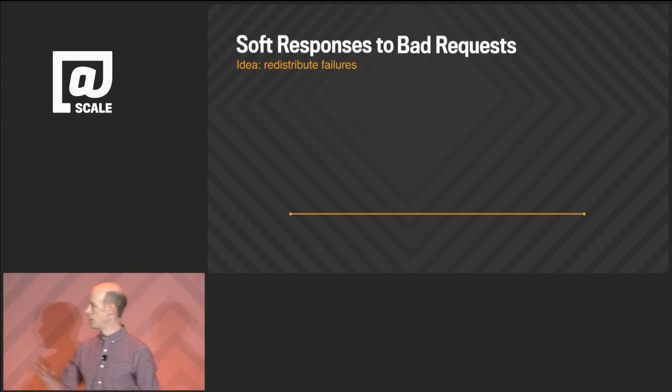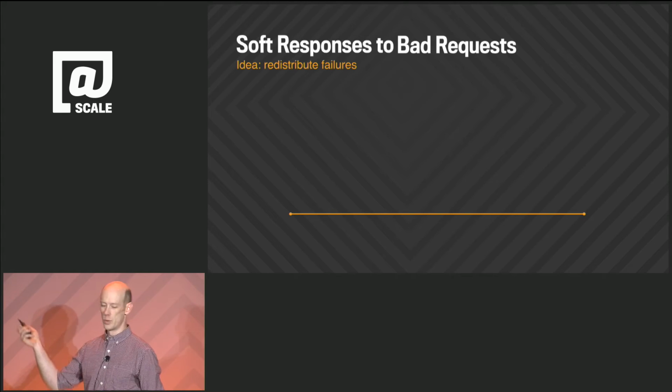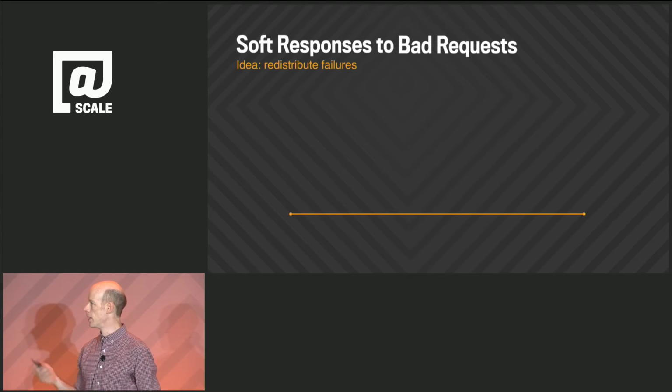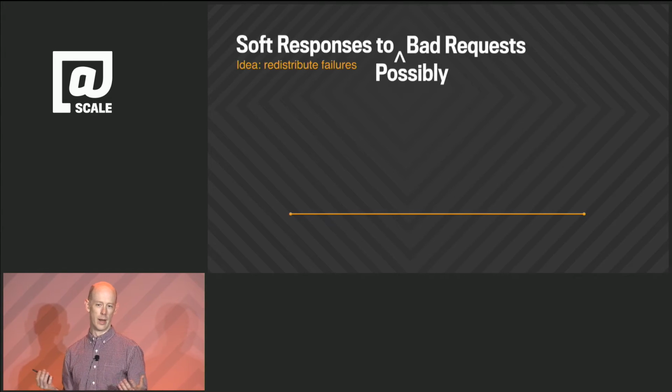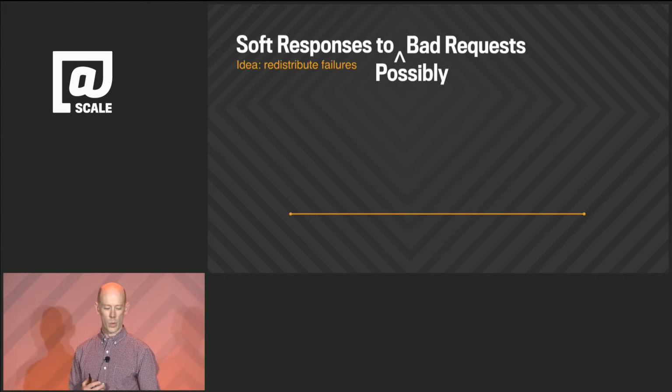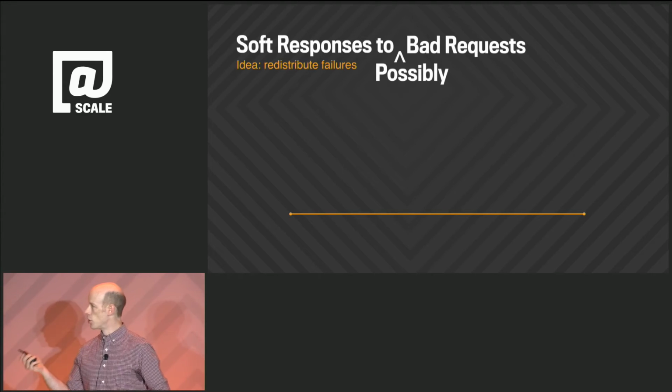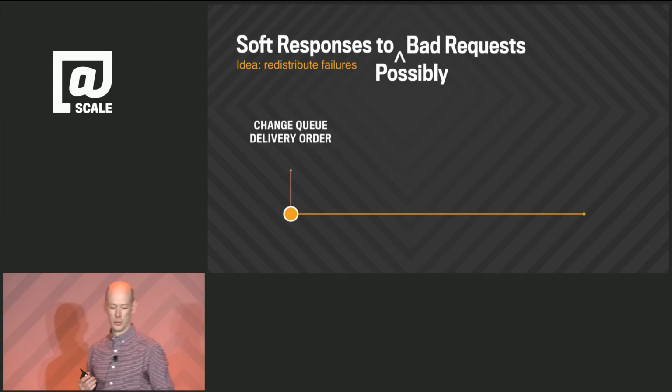So actually this slide, saying a soft response to a bad request is not even really the right thing, because at our layer of the system, we're basically dealing in heuristics and incomplete information. So what we want is a soft response to a heuristically suspicious request. So the queue gives us a couple possibilities.